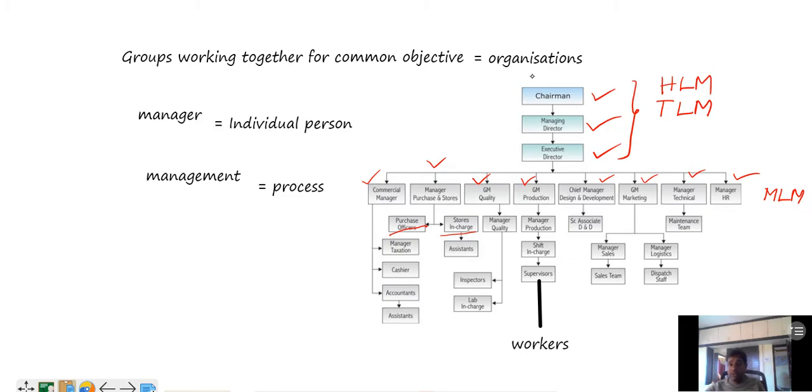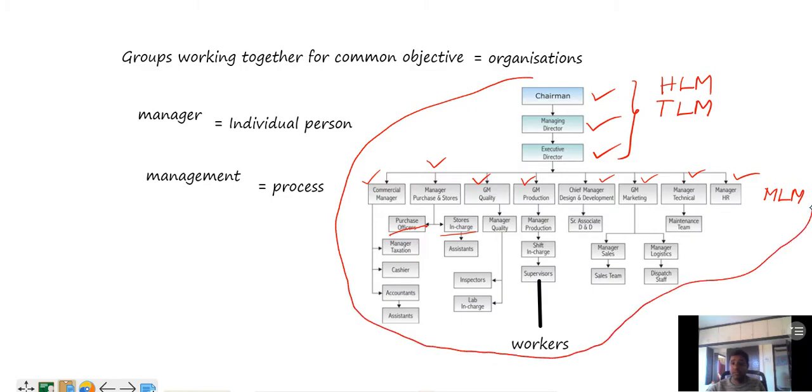All this we are going to totally call as what? Organization. Organization includes high level management, middle level management, and workers. The workers, supervisors, and foremen are called what? Low level management.